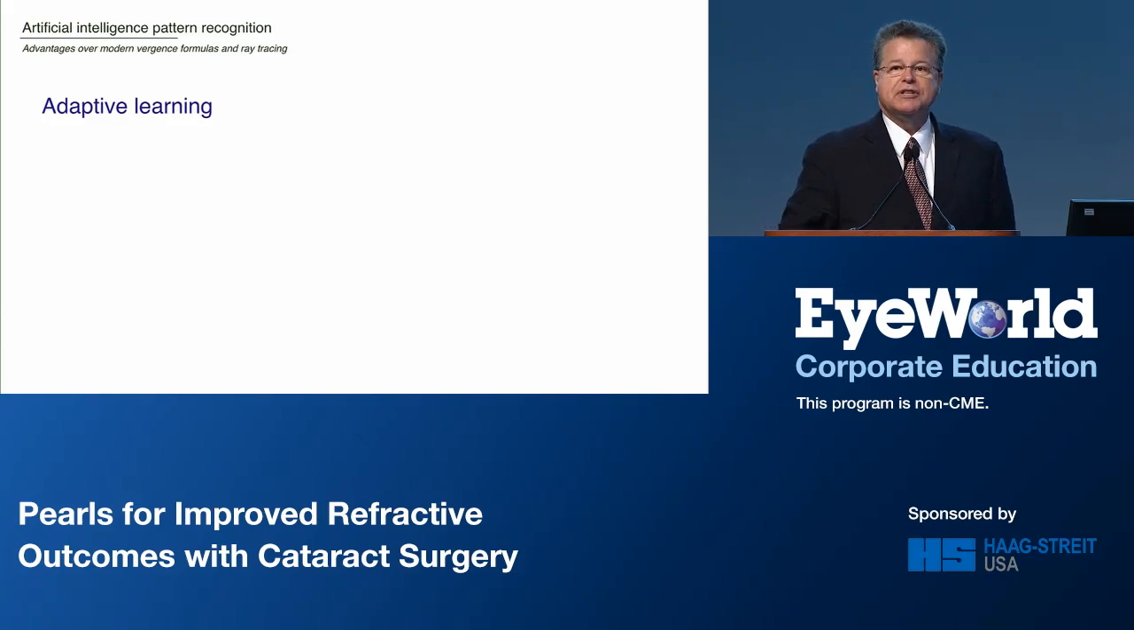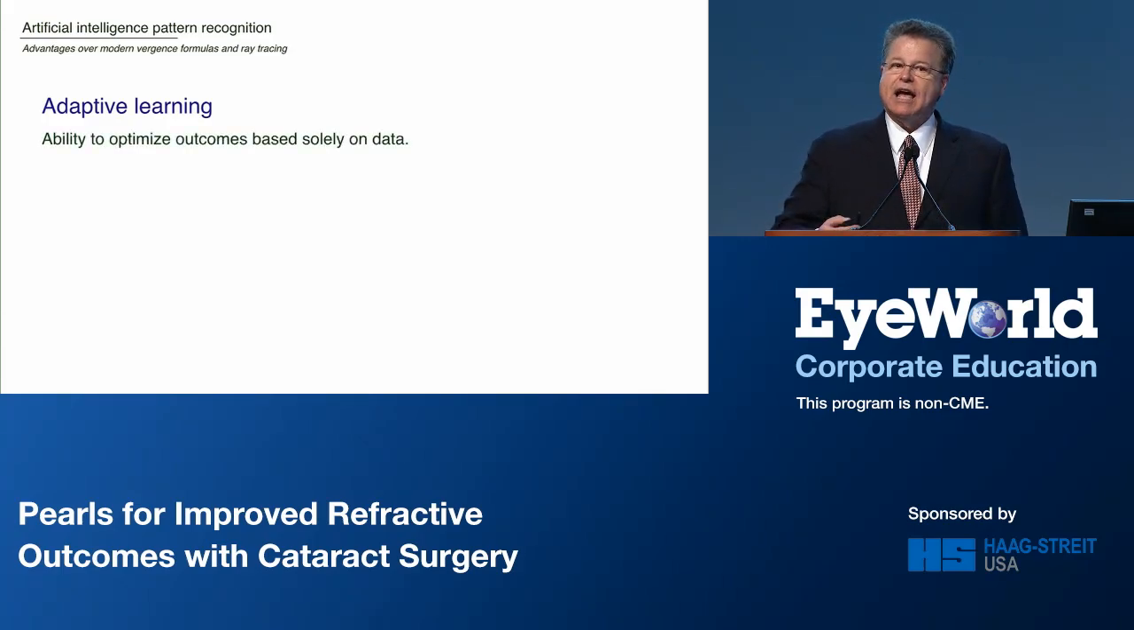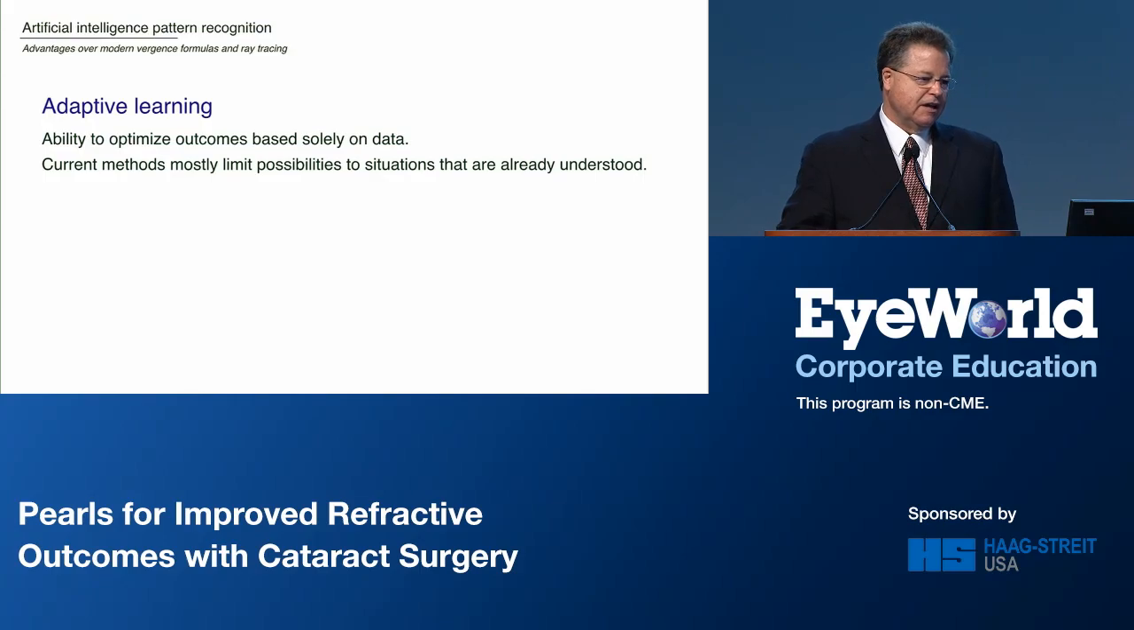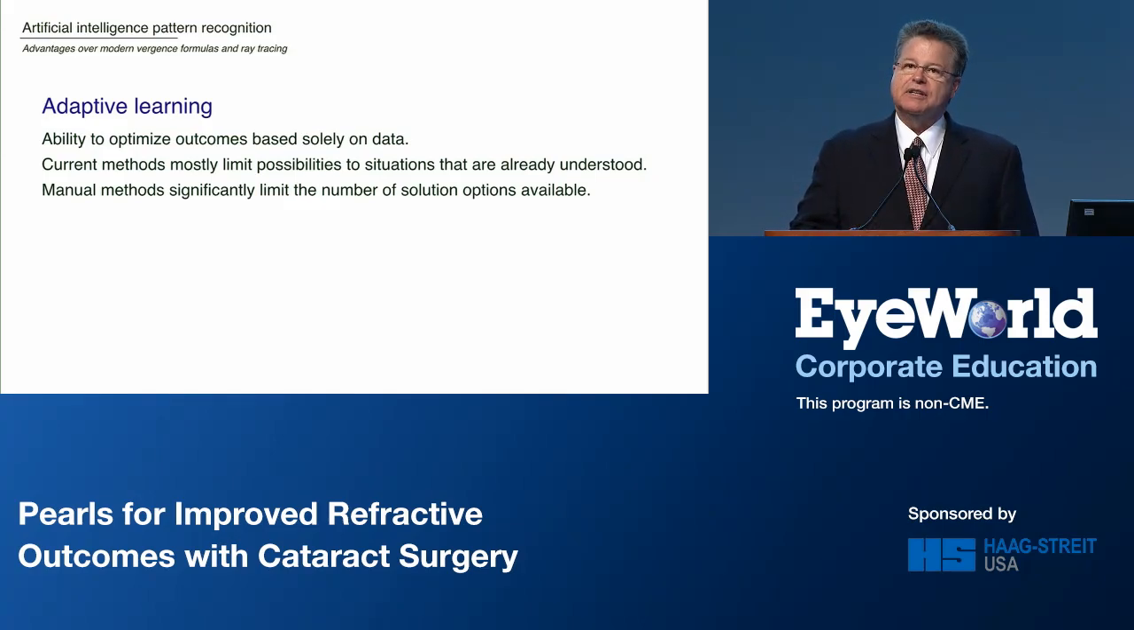Now, why use artificial intelligence instead of Gaussian optics and emergence formula? Well, we have adaptive learning, which means we have the ability to optimize outcomes based solely on data. And current methods limit possibilities to things that are already known, and manual methods of doing things really limit the number of options. And I'm going to show you some of the ways in which we've jumped over this and have taken things to the next level.